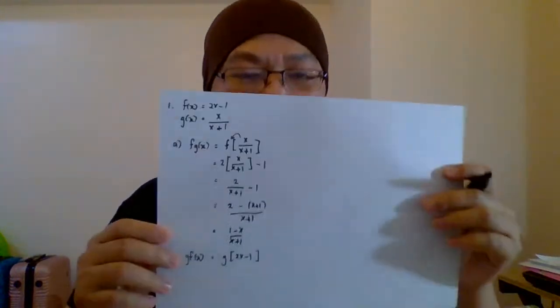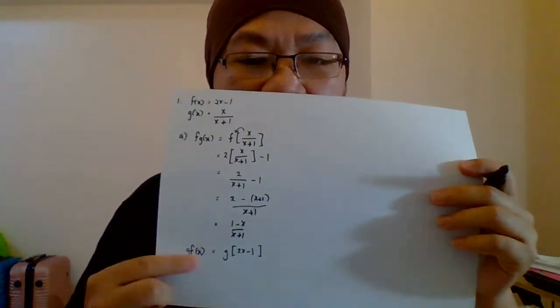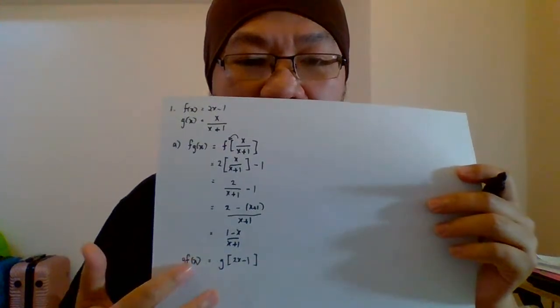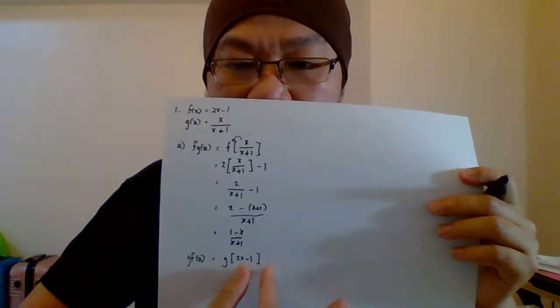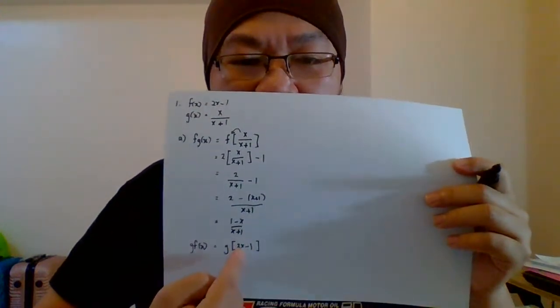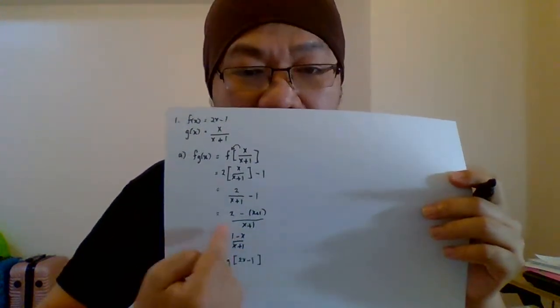As usual, we just write G, the big bracket, Fx inside the big bracket. So inside the big bracket supposed to be like this. We want to find the GF. Now G of Fx, we just write the big bracket 2x minus 1. And then what we need to do is insert the 2x minus 1 into G. This is all about composite.